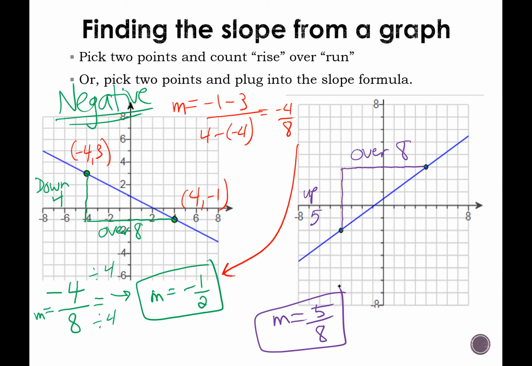Once again, I could use the formula. Now this graph is not labeled as nicely, but each unit is one space. So 1, 2, 3, 4, 1, 2. So it looks like our points are (-4, -2) and (4, 3). Okay, so here's what the formula would look like. 3 minus -2 over 4 minus -4. So there's that 5 over 8. So again, choices for how to do this. You can use the formula, but if you're given a graph, I would recommend that you try just counting rise over run. Okay, so there's an example of negative slope as well as positive slope.